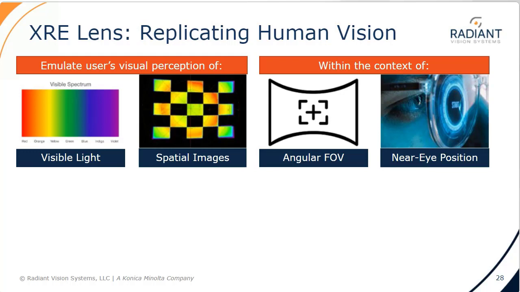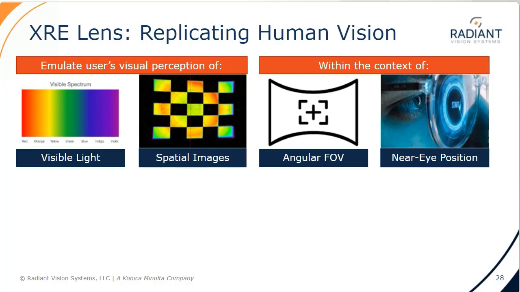Following the fundamental expectations of an in-headset measurement system, the XRE lens solution ensures evaluation of the display as perceived by the wearer of the headset. As we discussed, requirements for replicating the human visual experience include measurement of visible qualities of light perceived by the user, spatial imaging replicating the human visual field of view, capturing a wider angular field of view, and an entrance pupil that matches the human eye position in the headset.